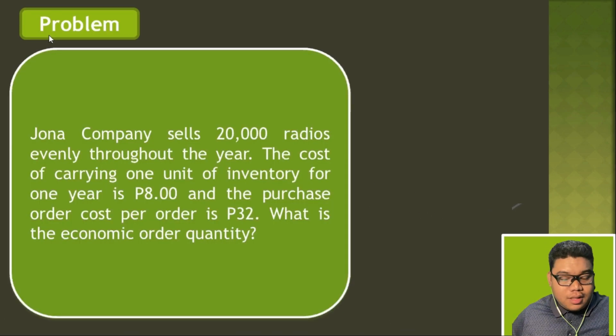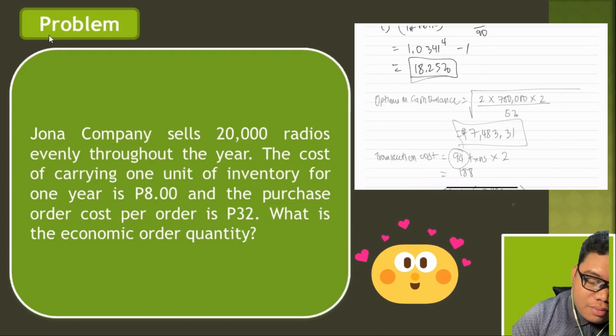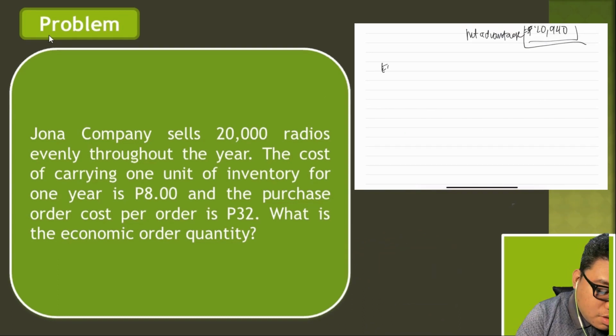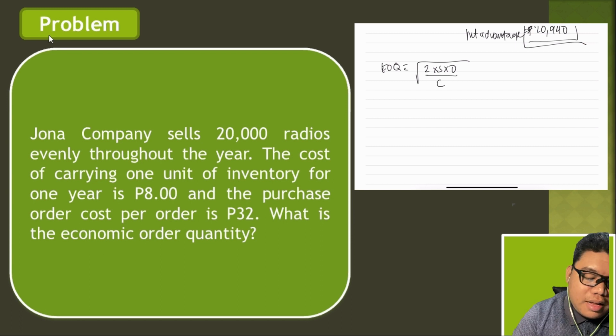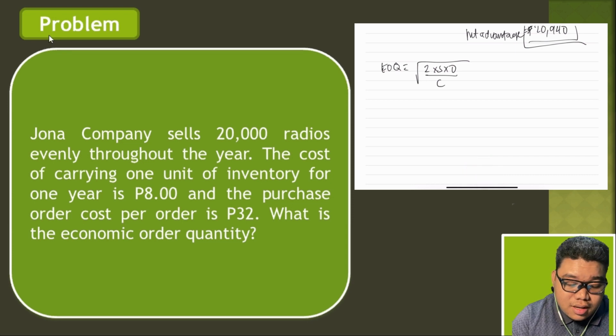So let's now compute this problem. Jenna Company sells 20,000 radios evenly throughout the year. The cost of carrying 1 unit of inventory for 1 year is 8 pesos, and the purchase order cost per order is 32. What is the economic order quantity? Actually, here our EOQ would be equal to the square root of 2 multiplied by sales multiplied by ordering cost over carrying cost. Actually, when I present this, I always say it that way.